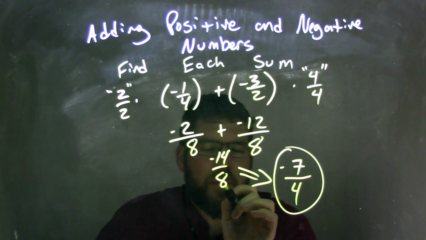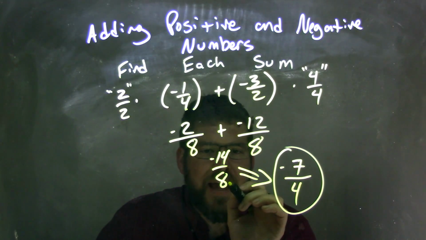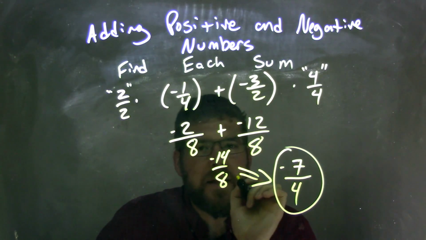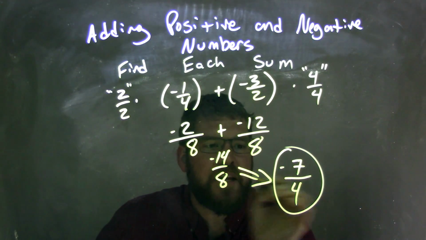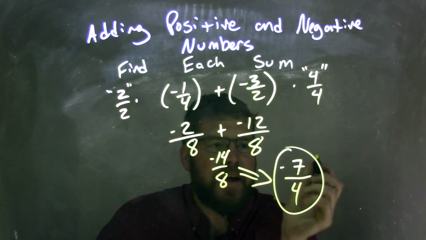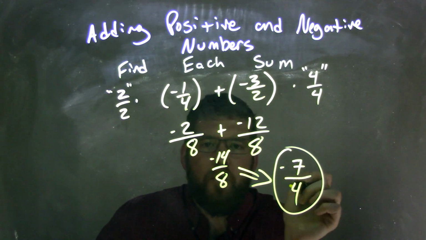But that fraction can be simplified. Both the 14, or -14, and the 8 are both divisible by 2. And so -14 divided by 2 is -7, and 8 divided by 2 is 4. And there's our final answer, -7 over 4.